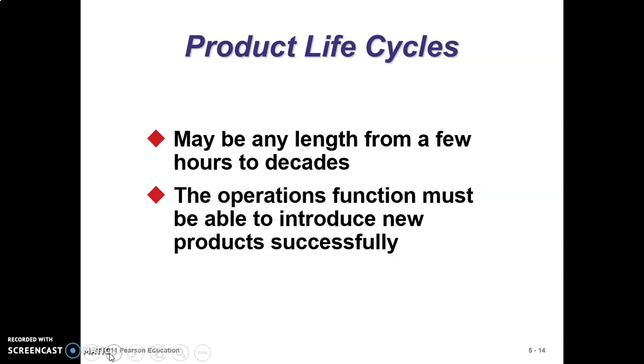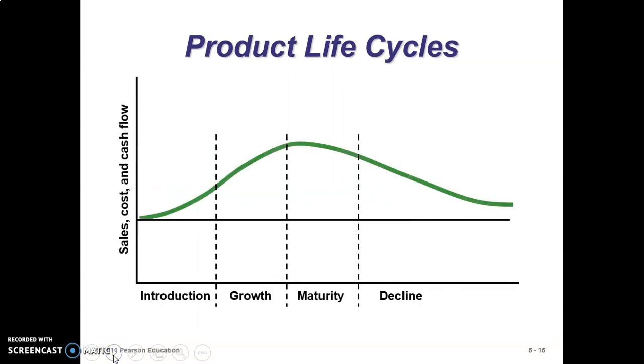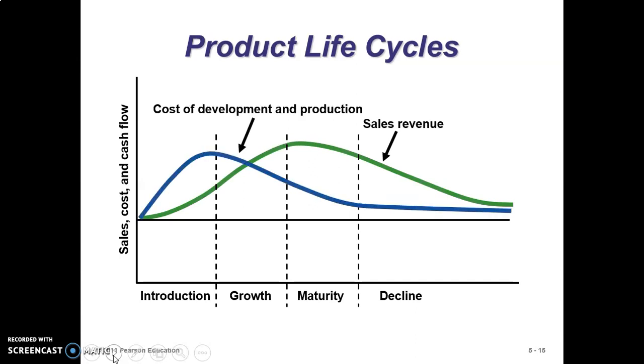To decades, let's say, televisions. Previously we had analog TV, and now we have smart TV. So it takes time to change to those technologies. Okay, then the operations function must be able to introduce new products successfully. So if we have a new product, how do we want to introduce it to the market. Okay, let's move to the product life cycle.